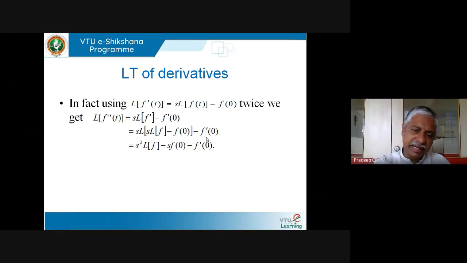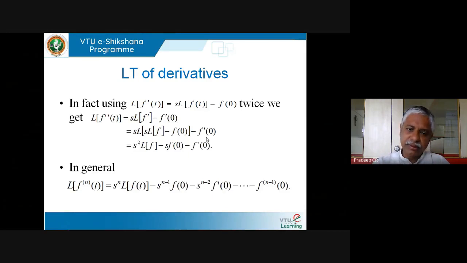So I'm going to just write it as a formula. We never use this. We will use at the most till 3, but you should know that there exists such a formula. L of nth derivative of f is s power n L of f t minus s power n minus 1 f0 minus s power n minus 2 f dash 0, etc., up to n minus 1th derivative of f at 0.